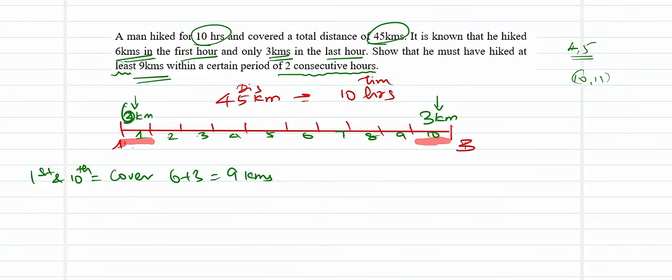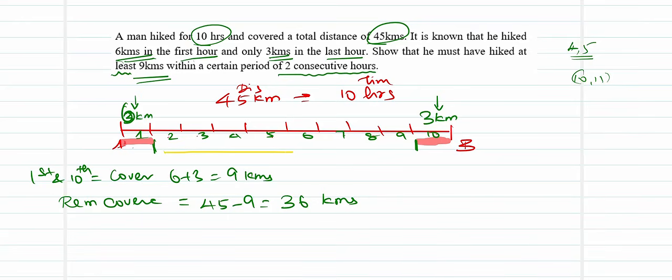What is the total distance? 45 kilometers. So what is going to be the remaining portion he has to cover between the second and the 9th hour? The remaining distance to be covered will be equal to 45 minus 9, which is equal to 36 kilometers. This 36 kilometers he has to cover in a duration of how many hours?